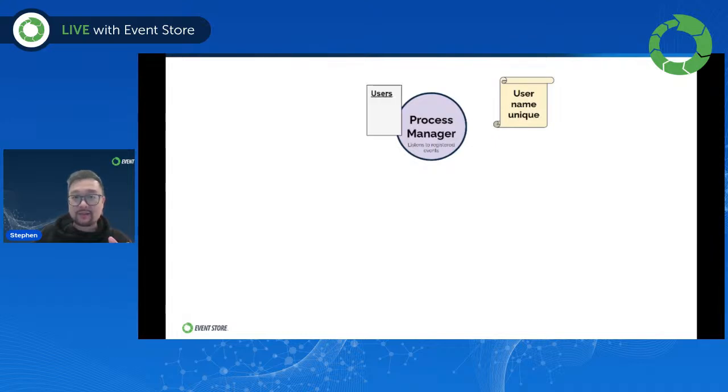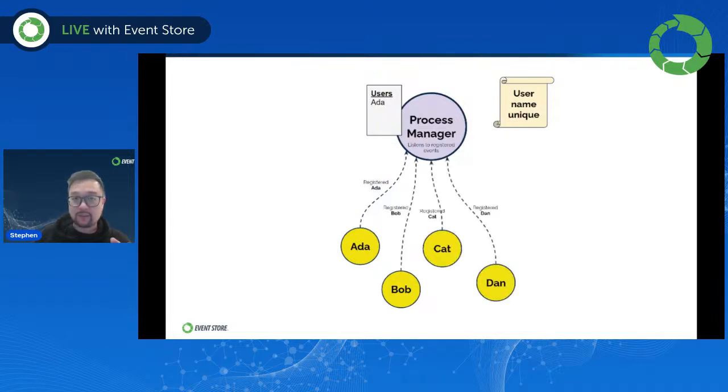Internally, it can keep a list of unique user names, and each time it receives a registered event, it will check if its username is already in the list, and if not, then it will add the new name to the list. So, for example, say Ada has just registered with the application, and her aggregate generates and publishes a user registered event. Since the process manager is subscribed and listening to all the user registered events, it picks up Ada's registration and adds her name to the user list. Subsequently, say Bob, Kat, and Dan also registered, and their events are picked up by the process manager, and they're also added to the list. So far, all the names are unique.